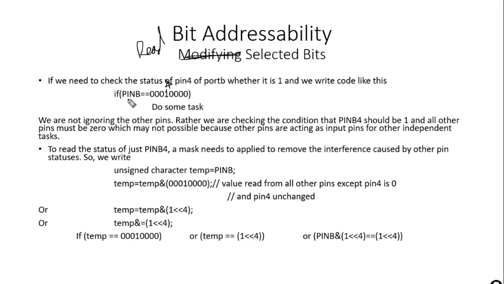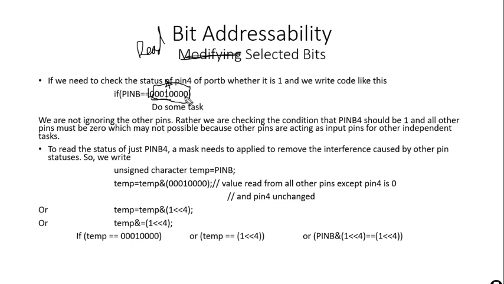By equating pin B with this value, we are not just checking that pin 4 is 1, we are also checking that all other pins must be 0. And that is the problem. We cannot be sure that all other pins are 0 or 1. There may be other input pins that are also 1 at that time.